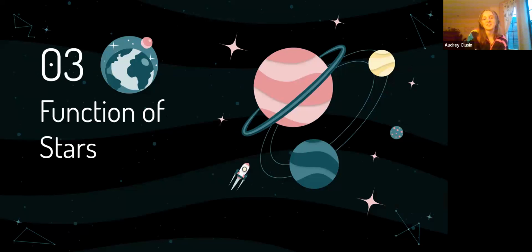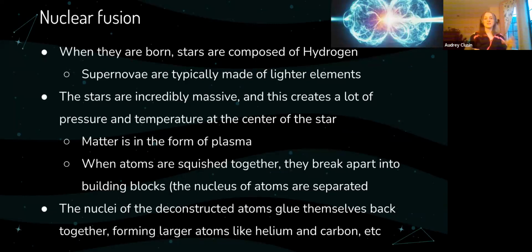Okay. We're going on to the function of stars. So this one is a little bit of a hard concept, but basically, when stars are born, they can be composed of a bunch of different elements, but specifically, they're mostly composed of hydrogen. This is because during the Big Bang, hydrogen and helium were two elements that were created, and the rest of the elements have all been created by stars by nuclear fusion. But original stars only really have hydrogen and helium inside of them.